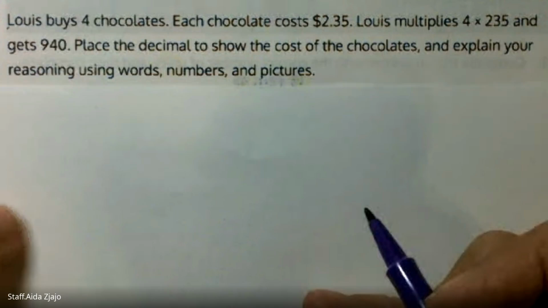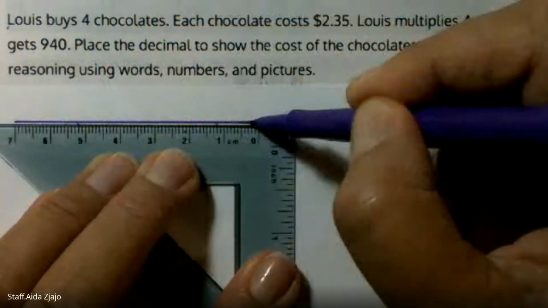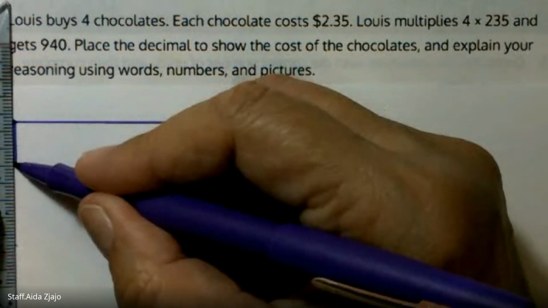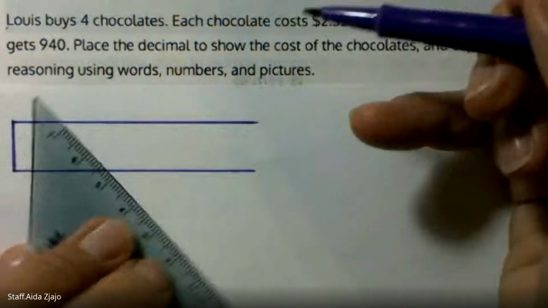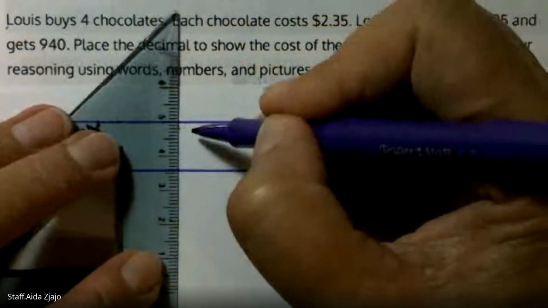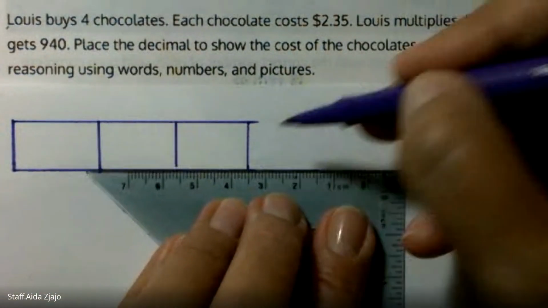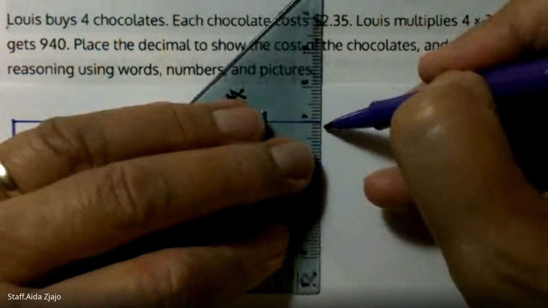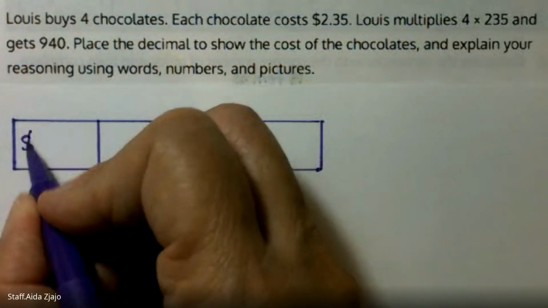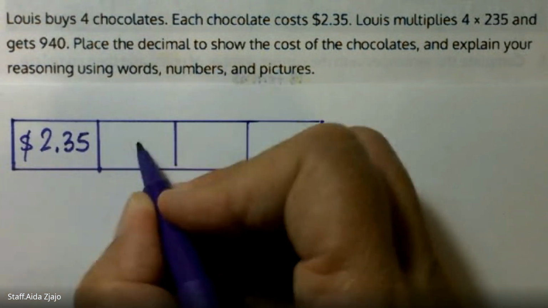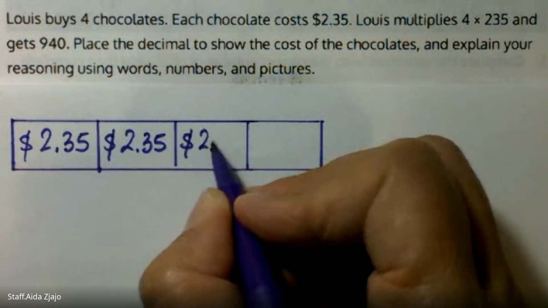Okay, so Louise buys 4 chocolates. I love chocolates. I'm going to make pretending chocolates, an open rectangle. I'm going to have 1 chocolate, 2 chocolates, okay, 3. I need 1 more. Okay, there we go. And that would be a representation of 4 chocolates. So each costs $2.35.